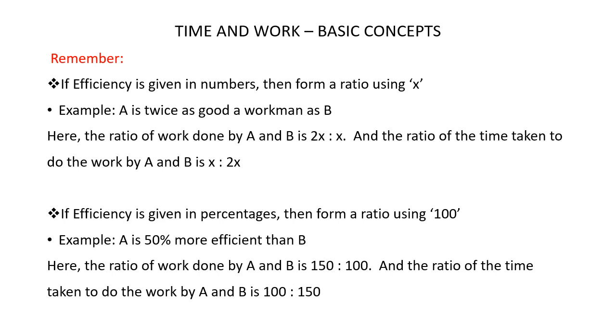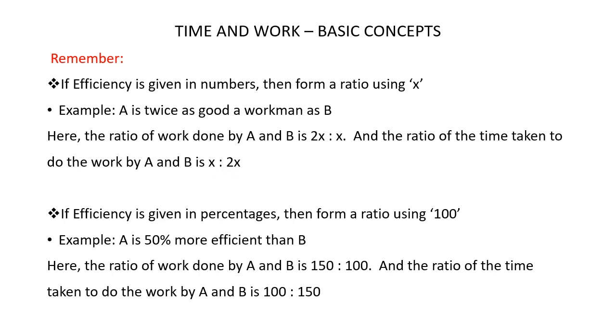Remember, if efficiency is given in numbers, then form a ratio using x. For example, A is twice as good a workman as B. Here, the ratio of work done by A and B is 2x is to x. And the ratio of time taken to do the work by A and B is x is to 2x.